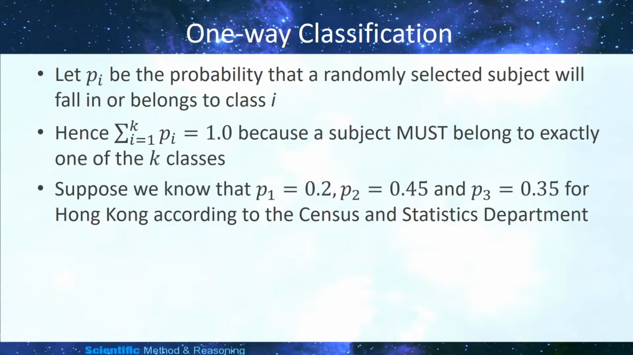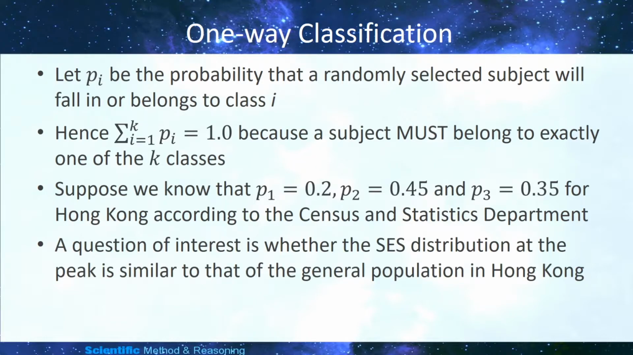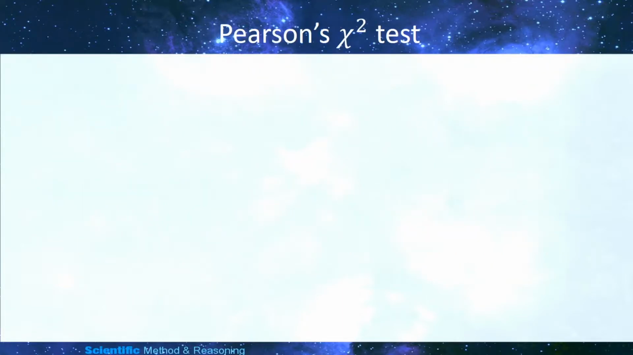In our last example, suppose we know that P1 equals 0.2. That means the proportion of upper class people in the population equals 0.2. And P2 equals 0.45 and P3 equals 0.35 for the Hong Kong population, according to the Census and Statistics Department. A question of interest is whether the socioeconomic status distribution at the Peak is similar to that of the general population in Hong Kong. And how can we perform the test? We can carry out the test by a so-called Pearson chi-square test.